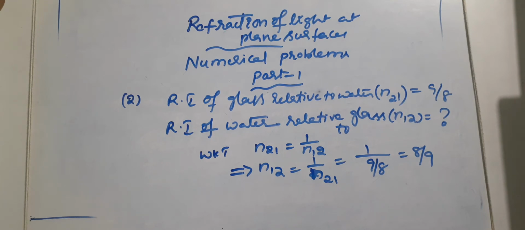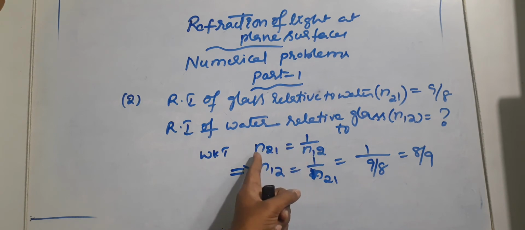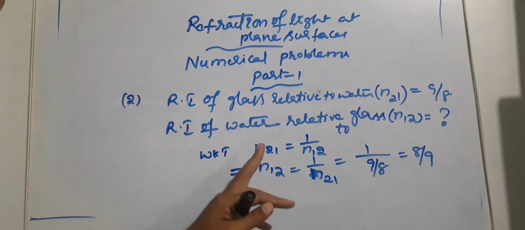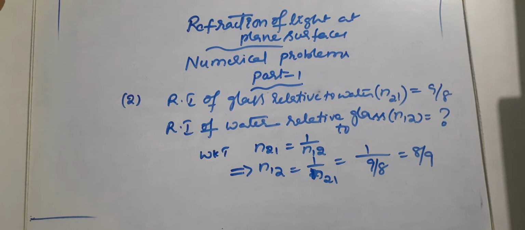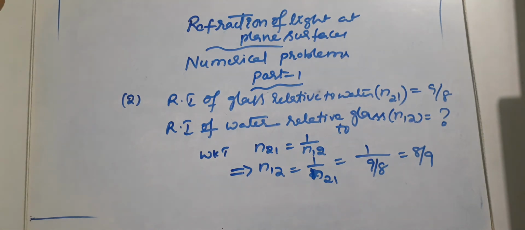If you do not understand the derivation of this formula, thinking how it came, you can go to the video on the relative refractive index topic in our channel. The derivation is clearly there: N21 is equal to 1 by N12, similarly N12 is equal to 1 by N21. Students, you can understand better by watching that video.